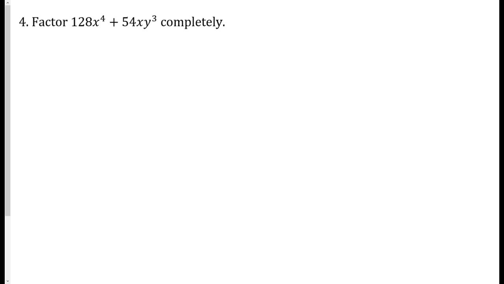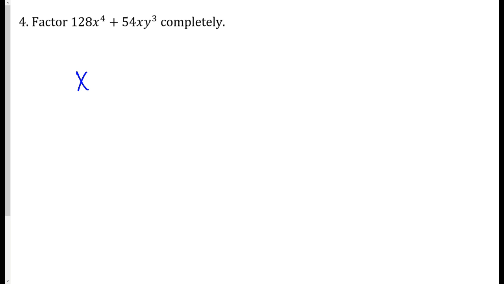Number 4, factor 128x to the fourth plus 54xy cubed. So we have to ask ourselves, is this the difference of perfect squares? Is this the difference of perfect cubes? What's going on here? So the first thing that we always need to look for when we factor is, is there a GCF between 128x to the fourth and 54xy cubed? Well, they both have an x in them, so I can factor out an x.